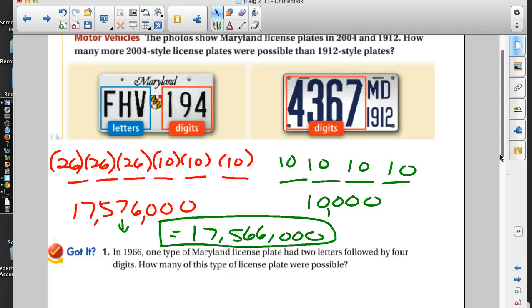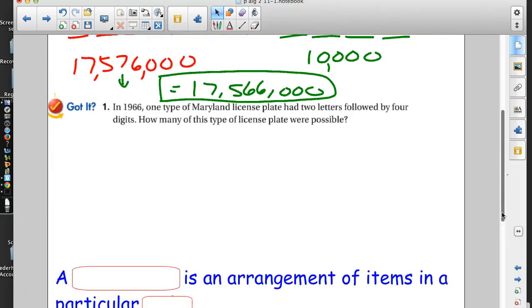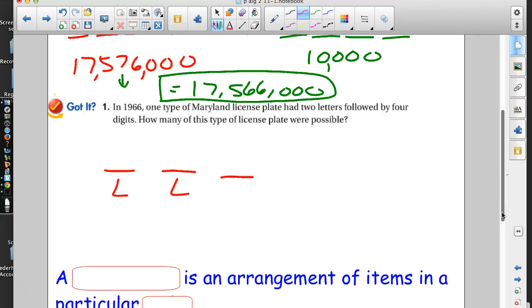All right, down here. It says in 1966, they made a style change. They said one type of Maryland license plates had 2 letters followed by 4 digits. So now, we've got the 2 letters in the front, 4 digits in the back. And given the one we just did, I'm guessing you can do this one on your own. So go ahead and take a peek at that one. See what you get.